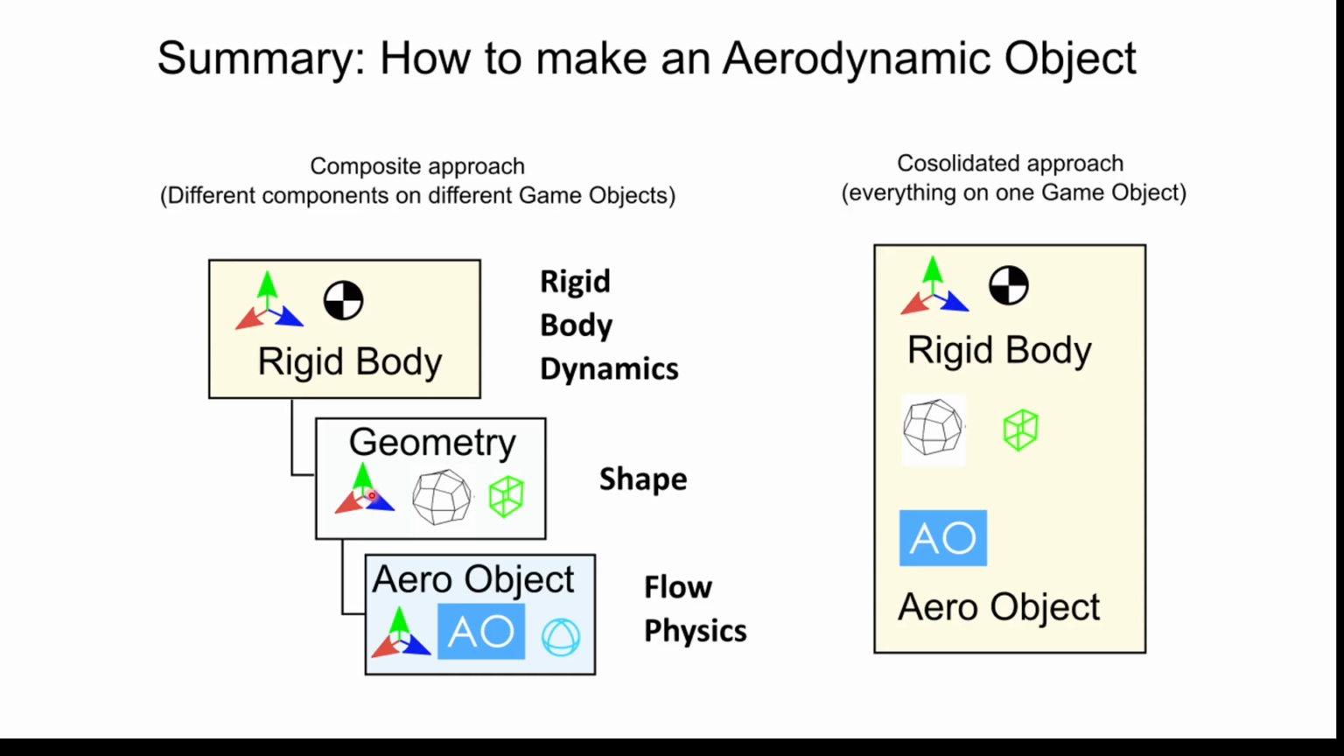The first one was a composite approach, where we put different components on different game objects, and this is a great way when you start to help you define what each bit does. So the main thing is we have a rigid body, so that handles our rigid body dynamics. We have something that defines the geometry, the shape of the object, and then lastly you have this aero object component which defines the flow physics. You can put all of these on a single game object and it will work in a similar way. It's just a little bit harder to manage.